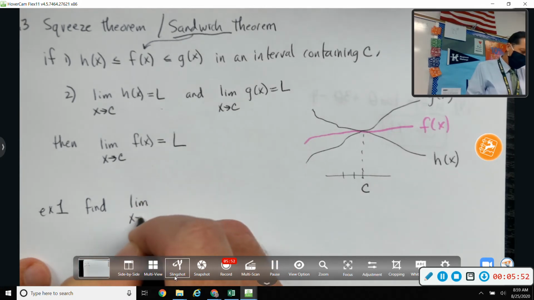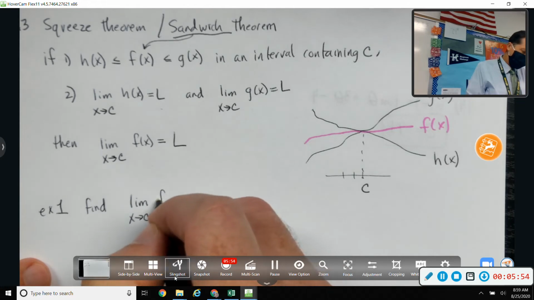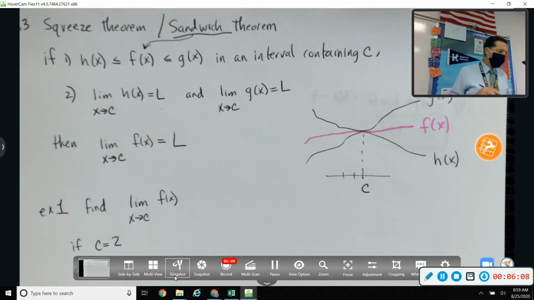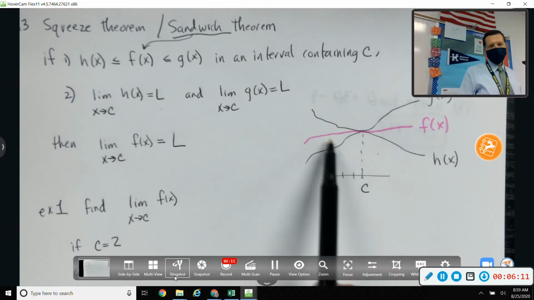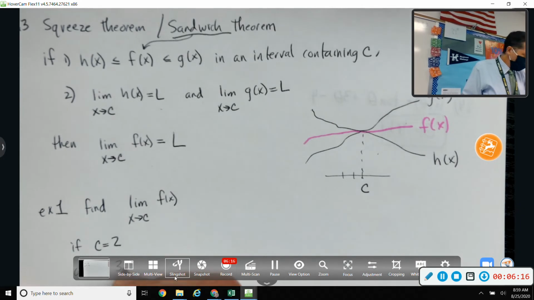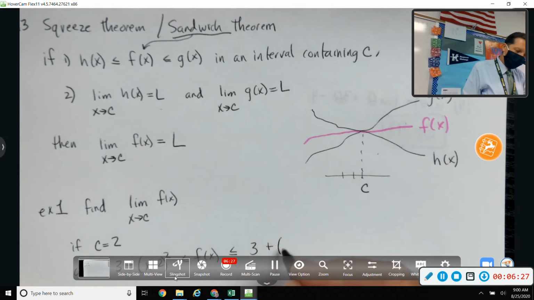Find the limit as x approaches c of f of x if c equals 2, and so we're going to get this weird function, because it has to be a couple of kind of strange functions for this whole thing to work. So 3 minus (x minus 2) squared is less than or equal to f of x is less than or equal to 3 plus (x minus 2) squared.